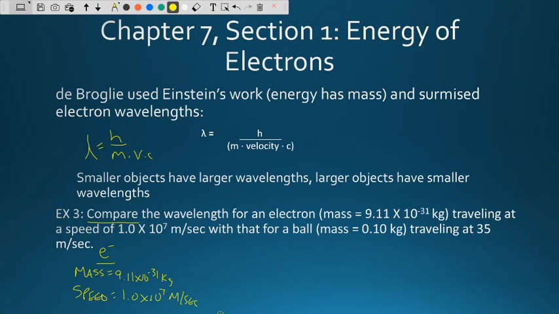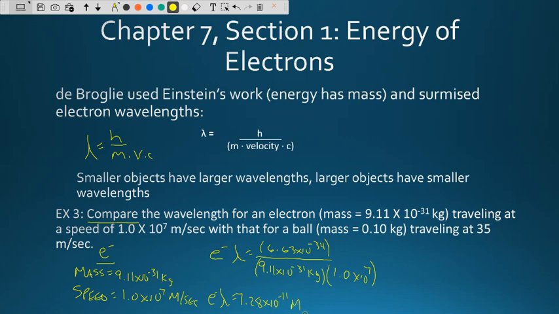Okay, so let's use the equation and let's figure out the electron wavelength. All right, so 6.63 times 10 to the negative 34, and we're going to divide that by our 9.11 times 10 to the negative 31 kilograms, and our speed, which is 1.0 times 10 to the 7th. Okay, so the electron wavelength is going to be 7.28 times 10 to the negative 11th meters.